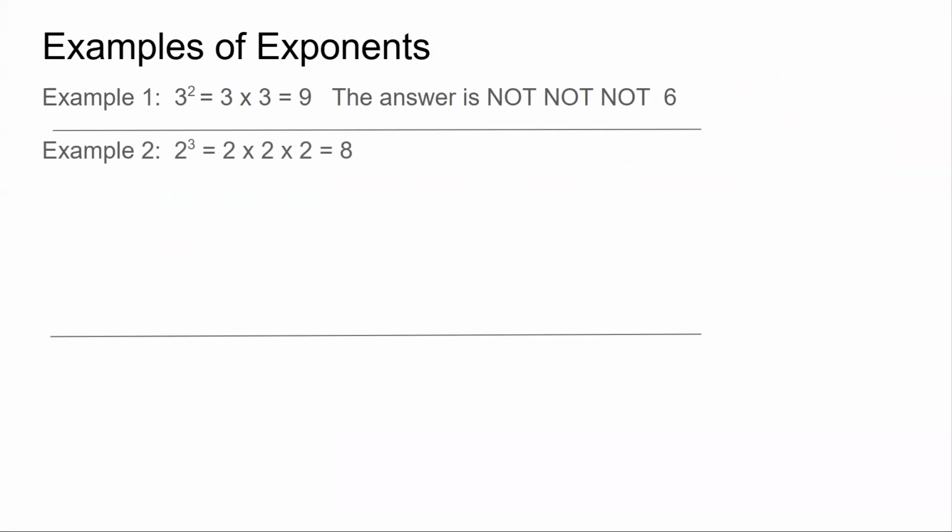2 to the third is known as 2 cubed, and you would do 2 times 2 times 2, which is 8. And here's one way to kind of do it. You do 2 times 2 is 4, and then times 2 is 8.